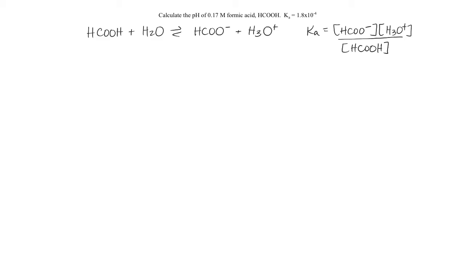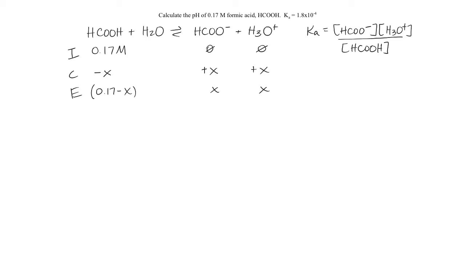Now we can set up our ice chart. So I is our initial concentration given in the problem as 0.17 molar. We don't have any ions initially. The reaction can only proceed in the forward direction, so our change is minus x, plus x, plus x. And to get our E, we just add I and C. So we end up with 0.17 minus x, x, and x.